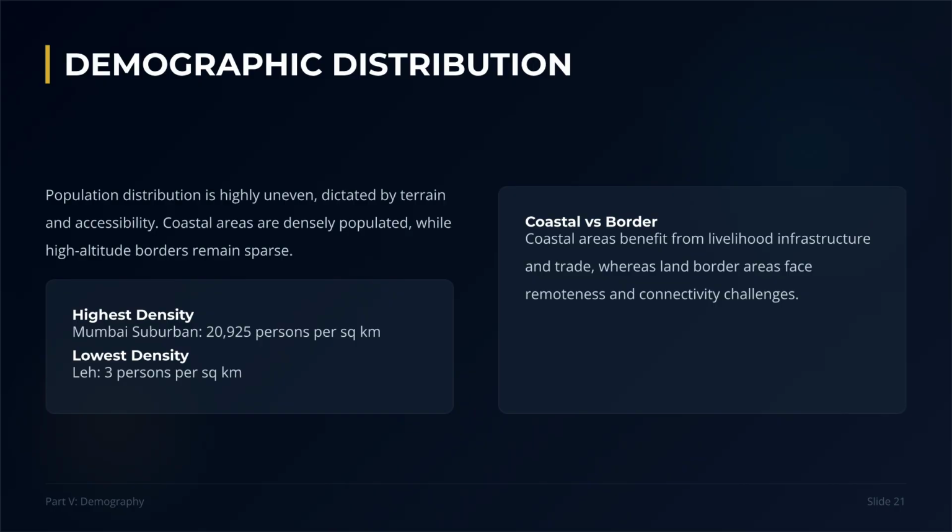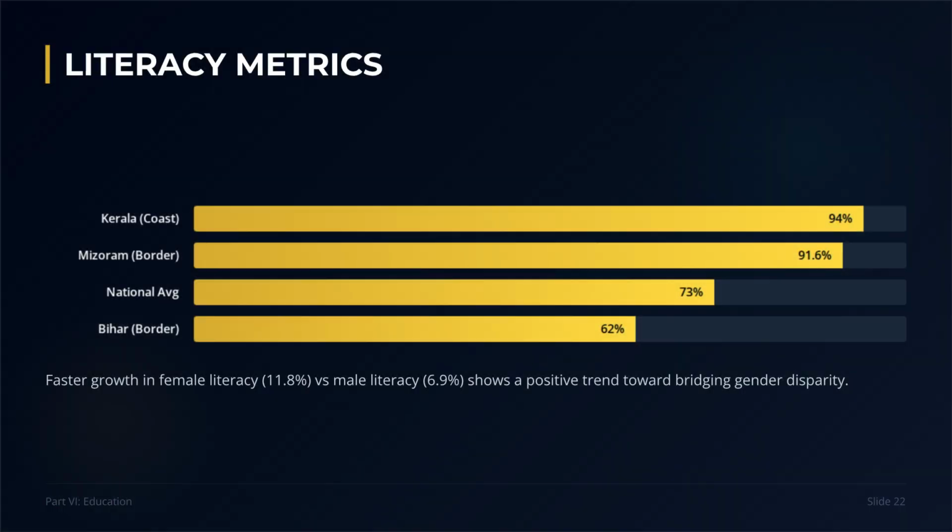Population distribution is highly uneven. Coastal areas are densely populated, benefiting from livelihood infrastructure and trade, while high-altitude borders remain sparse and remote. The highest density is in Mumbai suburban, while the lowest is in Leh. Literacy metrics show significant progress. Female literacy is growing faster than male literacy, a positive trend toward bridging gender disparity. The graph illustrates the growth in literacy rates over the years.